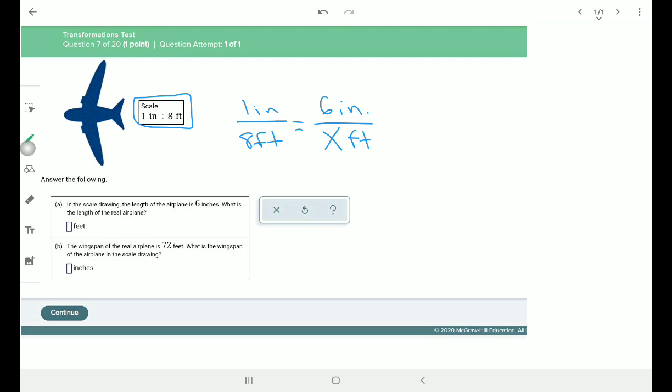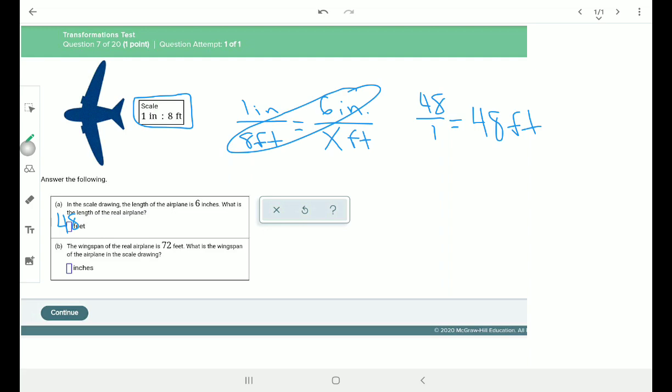Okay? And our little trick here is that we can just multiply across and divide by what's left. So 6 times 8 is 48, and 48 divided by 1 is still 48. So that's going to be 48 feet for part A. So that should be 48.